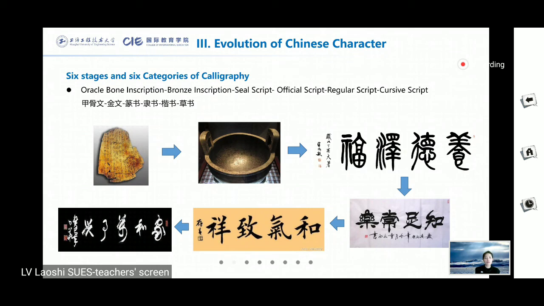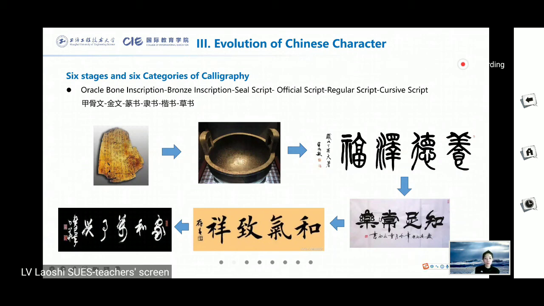And for example, the seal script, 养德泽福, from the right to the left. And these characters mean with great fortune, auspiciousness will always follow you. Okay, 养德泽福.